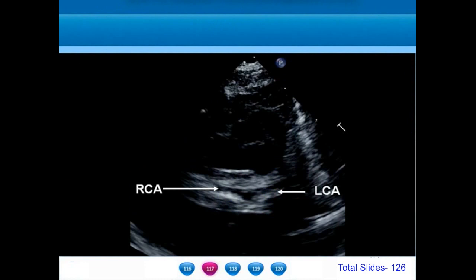The still frame of the parasternal short axis view shows the left and the right coronary artery arising from the hypoplastic aortic root.